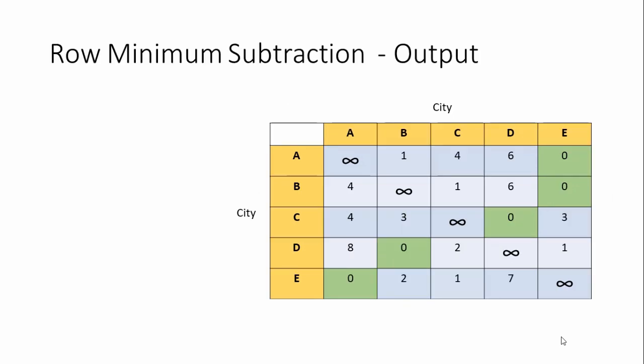So after row minimum subtraction, that's 1 minus 1, we get 0. Similarly, we get zeros in each of the rows. The output of row minimum subtraction is at least one 0 in each of the rows. Similarly, we go for the column minimum subtraction.